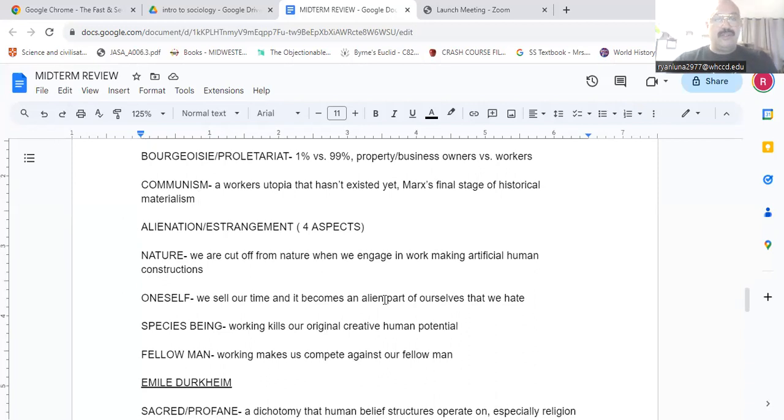Bourgeoisie, proletariat, rich versus poor, haves versus have-nots, 1% versus the 99%.